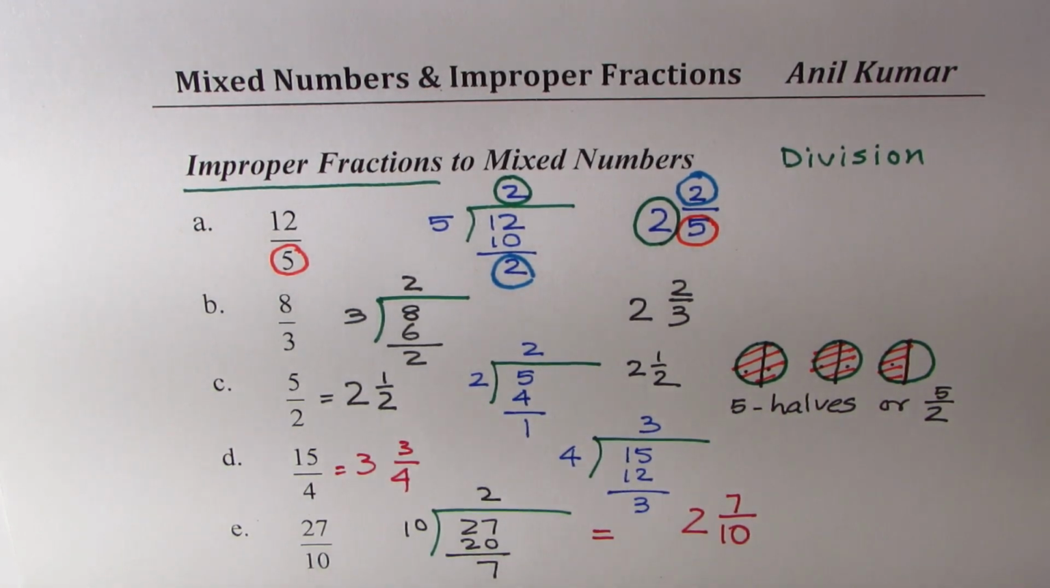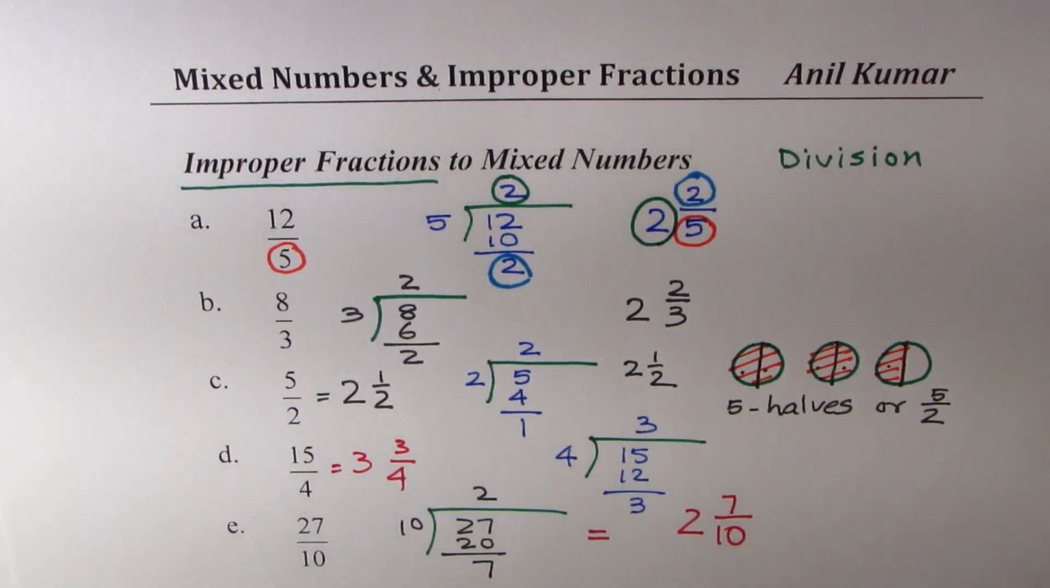So that is how we actually convert improper fractions to mixed numbers. I hope the steps are absolutely clear.